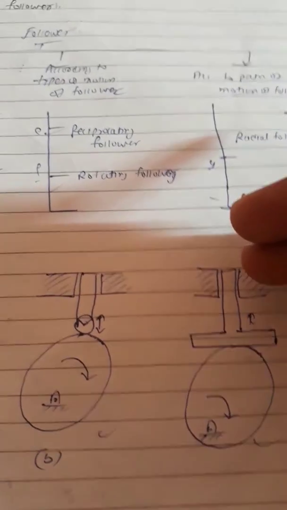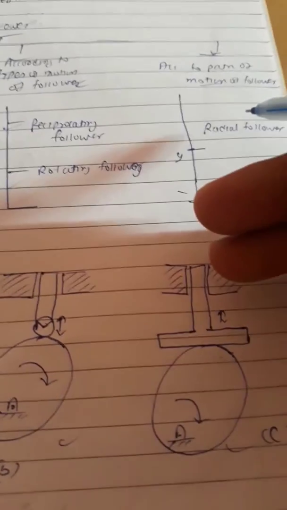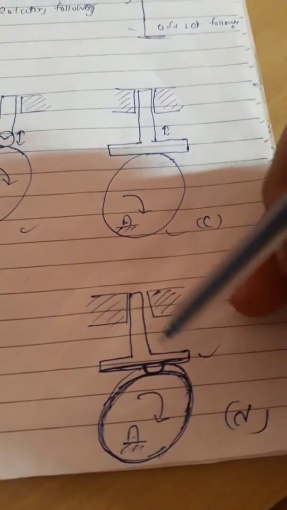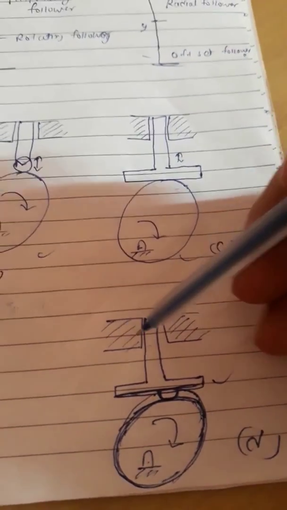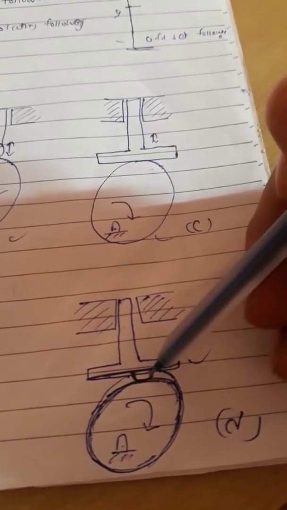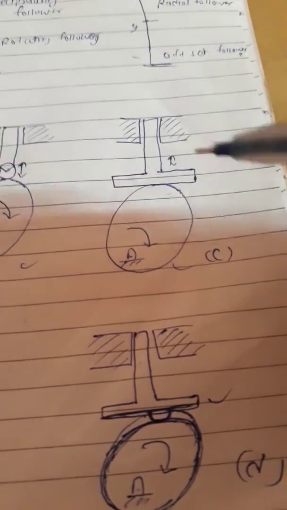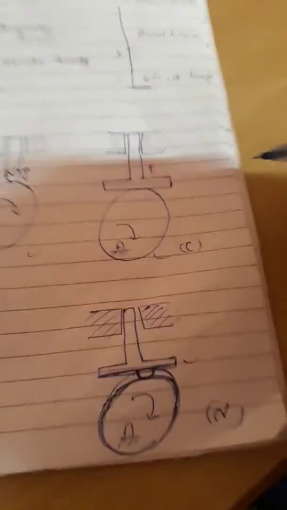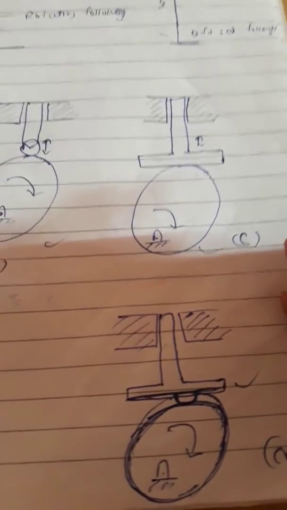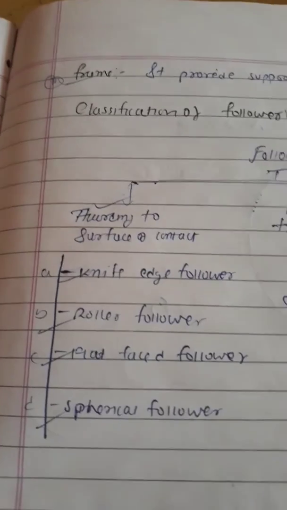The next classification of follower is the spherical follower. In the spherical follower, this is the follower, this is the frame, and this is the cam, where a spherical end is attached to the end of the flat follower. This is the latest and the best cam mechanism for efficiency. And these are the types on the basis of surface of contact.